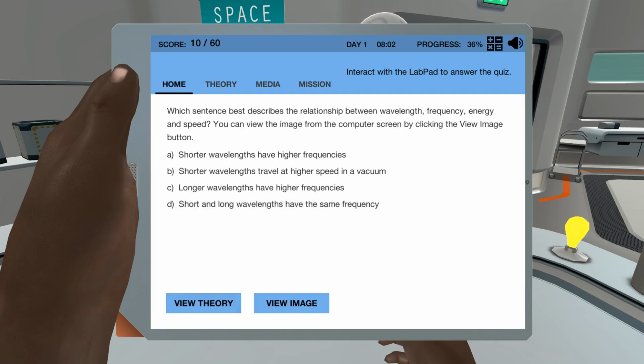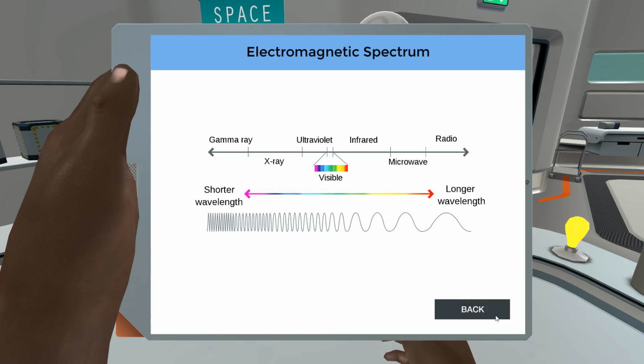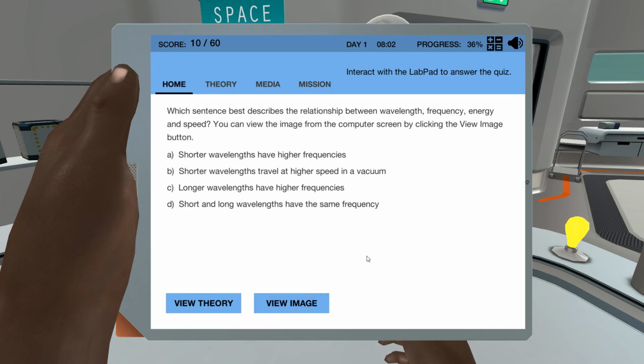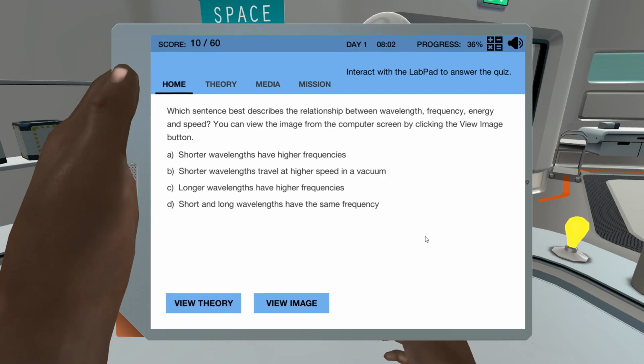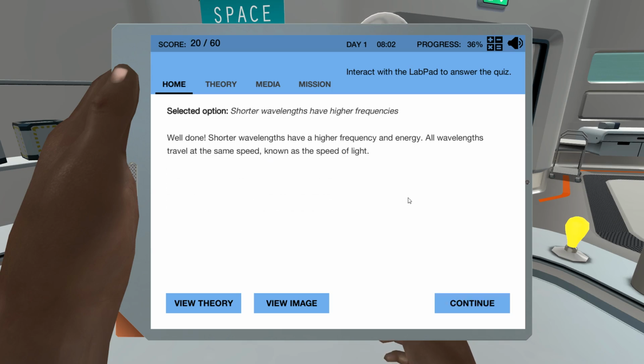Which sentence best describes the relationship between wavelength, frequency, energy and speed? You can view the image from the computer screen by clicking the View Image button. Well done! Shorter wavelengths have a higher frequency and energy. All wavelengths travel at the same speed, known as the speed of light.